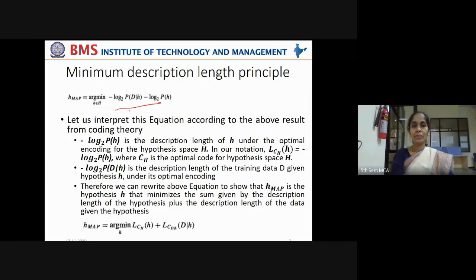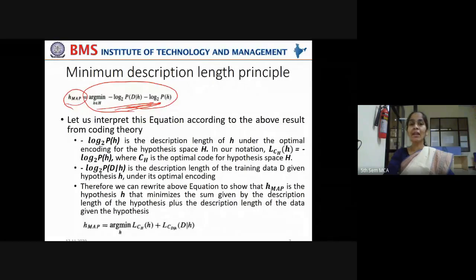Now let us take this formula, that is the maximum a posteriori hypothesis formula, in the context of the minimum description length principle. This is not actually our formula for H_MAP, right? But we have molded it so that it will suit the explanation of the minimum description length principle. We are minimizing something. What are we trying to minimize? We are trying to minimize the length of the description, the description of the hypothesis.